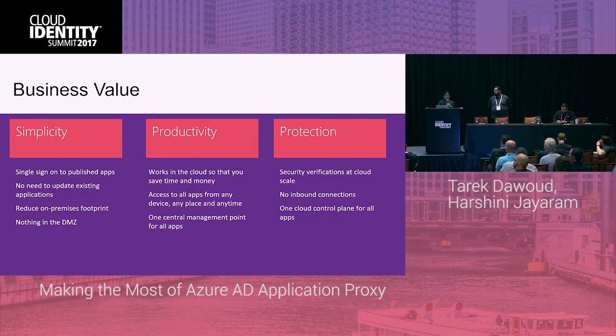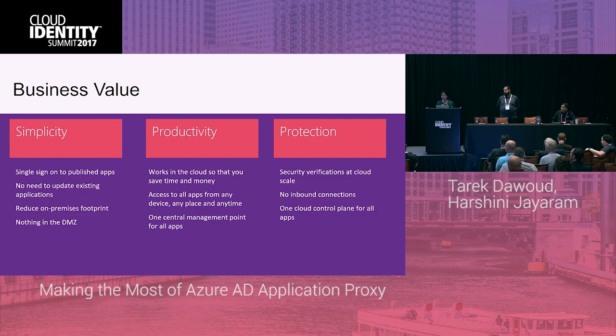So when we think of the benefits of application proxy, they really fall into three main pillars: simplicity, productivity, and protection. There's some details on the slide, but just to highlight a few of them. When we think about simplicity, we're putting the connectors on your on-premises network. They don't need to be in the DMZ because it only uses outbound connections. There's no inbound connections. And we have a lot of protections there.